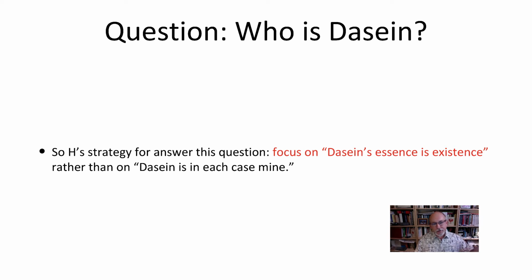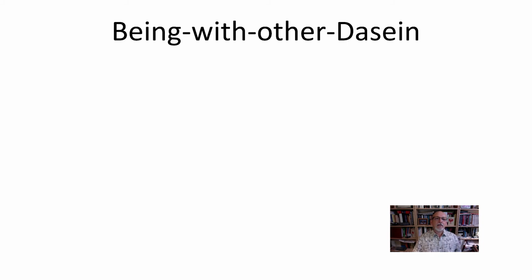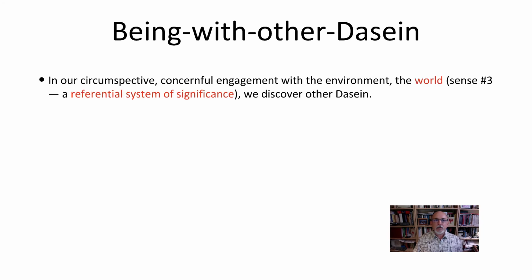So I know the answer is I, but it doesn't tell me very much. It's just kind of an empty answer. Let's go with this other idea. And that leads us to another existential of Dasein, again, a feature of Dasein that Heidegger names, being with other Dasein, or being with others. He said, in our circumspective, concernful engagement with the environment, right, our Umsicht in the Umwelt, the world in sense three, and listen, you want to write this down. You definitely want to know this. When Heidegger says world in this book, almost, unless he's specifying something else, he means a referential system of significance.